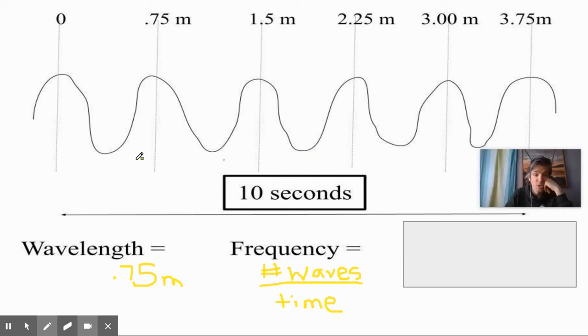The whole thing took 10 seconds, and there were 5 waves. 1, 2, 3, 4, 5. So 10 divided by 5 gives me 2, or I could simply break the time up into 5 chunks and say 2 seconds, 2, and each wave is 2 seconds. So the frequency is going to be 2 hertz. All right.